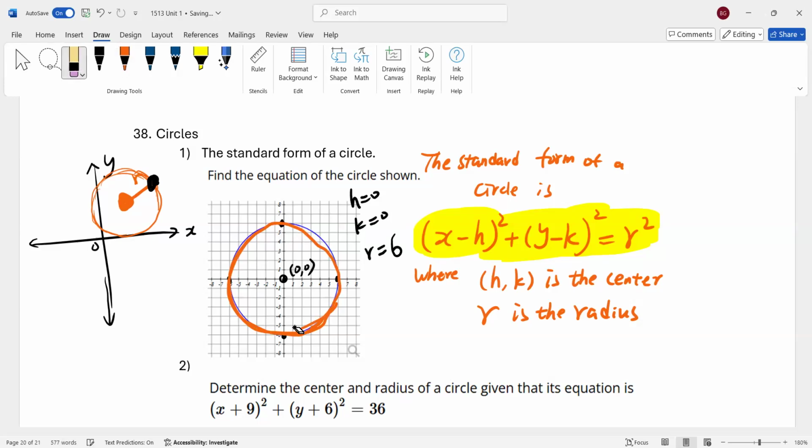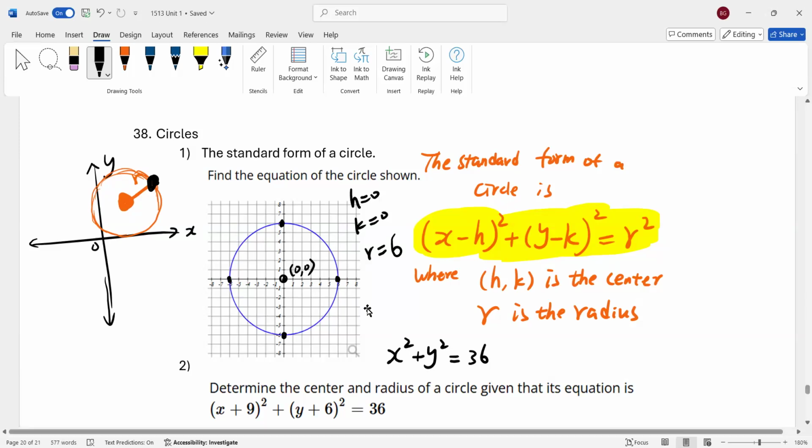Okay, very good. So we can find the equation. The equation would be: h is 0, k is 0, so we're just plugging in h equals 0, k equals 0, r equals 6. We have x squared plus y squared equals 36, and that's it. Pretty straightforward, right? One question, something like that in the exam.